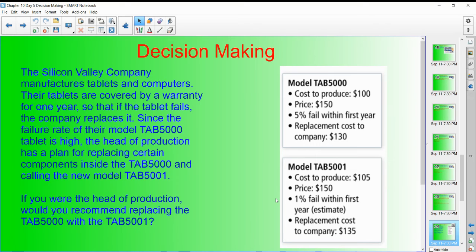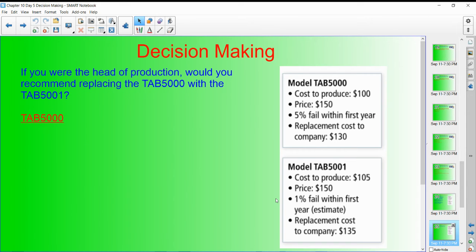So I want to know which one's a better product. I would find the expected value of each case, try it out. And in a moment, we will talk about what the answer looks like and how to justify which model I should sell. So we're going to take a look at these. We'll look at the Tab 5000 first.